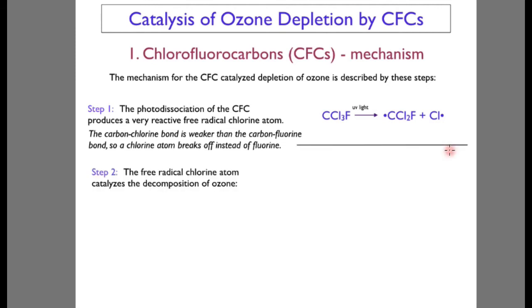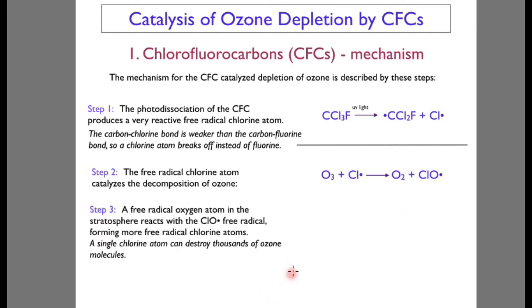Step 2, the free radical chlorine atom catalyzes the decomposition of ozone. So the ozone and the free radical chlorine react to give oxygen and this chlorine-oxygen free radical. A free radical oxygen atom in the stratosphere then reacts with the ClO free radical, forming more free radical chlorine atoms. A single chlorine atom can destroy thousands of ozone molecules. And so you've got the oxygen free radical reacting with the chlorine-oxygen free radical to give oxygen and another chlorine free radical, which can then go on to react with another ozone molecule.